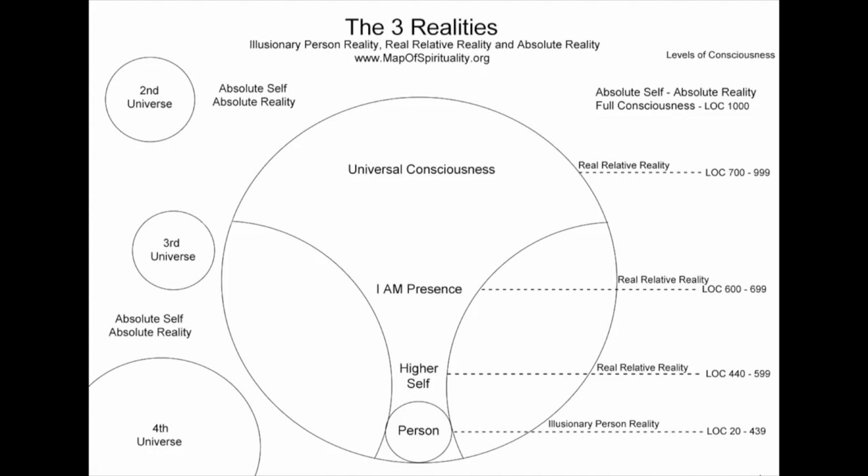And this is why it's called the real relative reality, which opens up through the higher self, and it goes right up to the quantum zero-point field, or the universal mind, the universal consciousness. So we can see that the higher self is the real relative reality, the I am presence is the real relative reality, and even universal consciousness is the real relative reality, right up to the level of 1000.